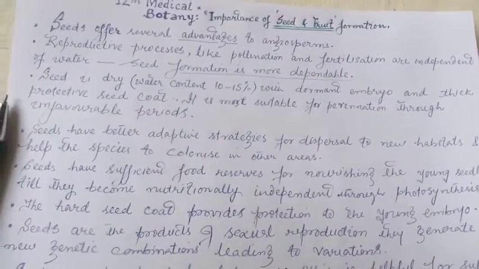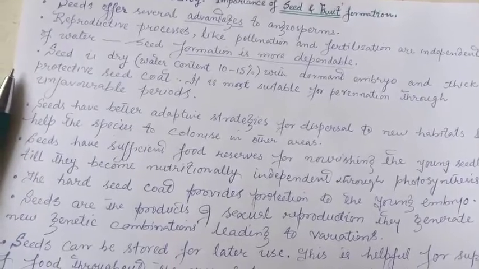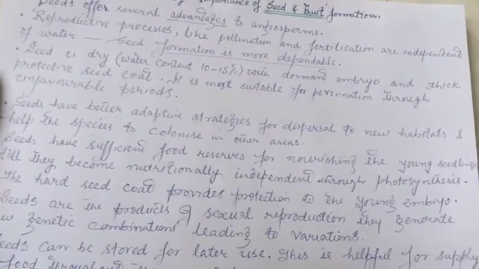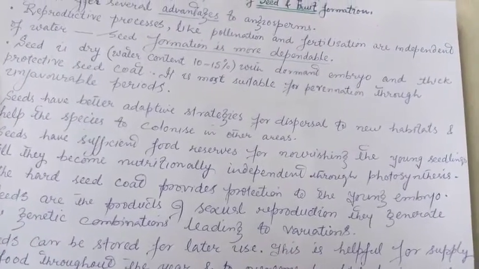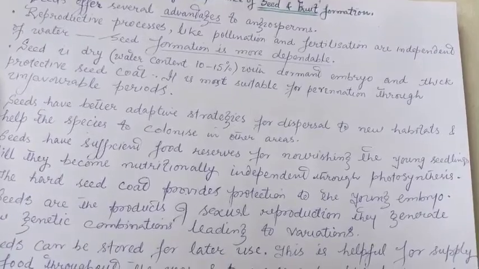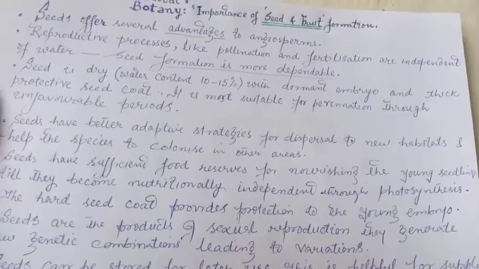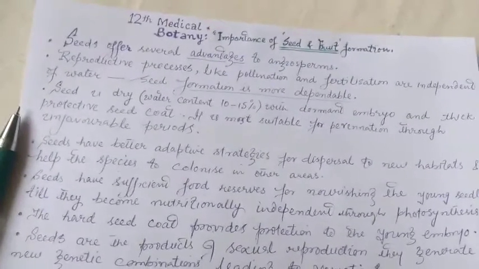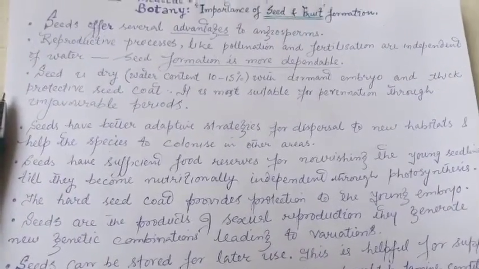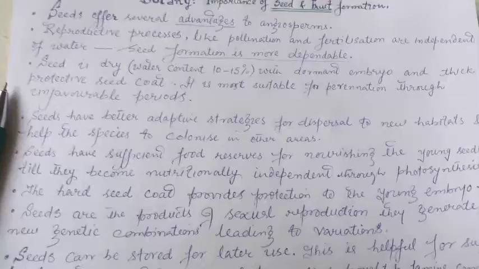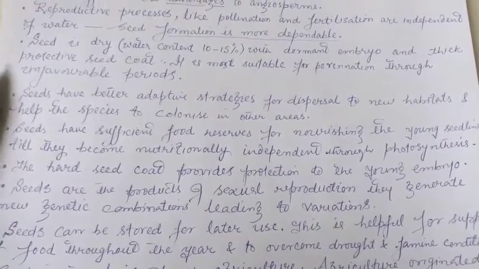And seeds have sufficient food reserves for nourishing the young seedling in the form of cotyledons that we have already discussed. They become nutritionally independent and obtain their nutrition by the process of photosynthesis. Until then, the seedlings are provided with nourishment by cotyledons, which are carried by the seed. The hard seed coat provides protection to the young embryo.